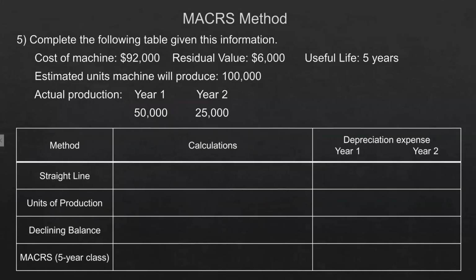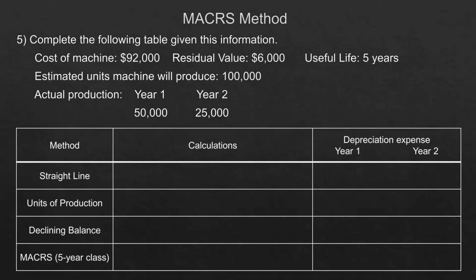Okay, this last one is a little bit trickier because we're going to do a couple of years of depreciation for each method. So we have to do some different calculations on each one, which hopefully will help remind you of all these different things we've done. So we're going to start out with straight line. Remember, we have cost of machinery, $92,000, residual value, 6,000, useful life, 5 years. Estimated units produced 100,000, actual production 50,000 and 25,000. So different parts of this we'll use for different methods.